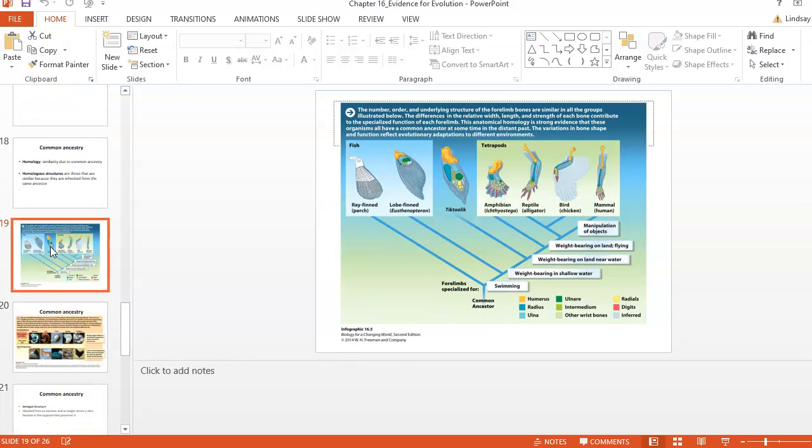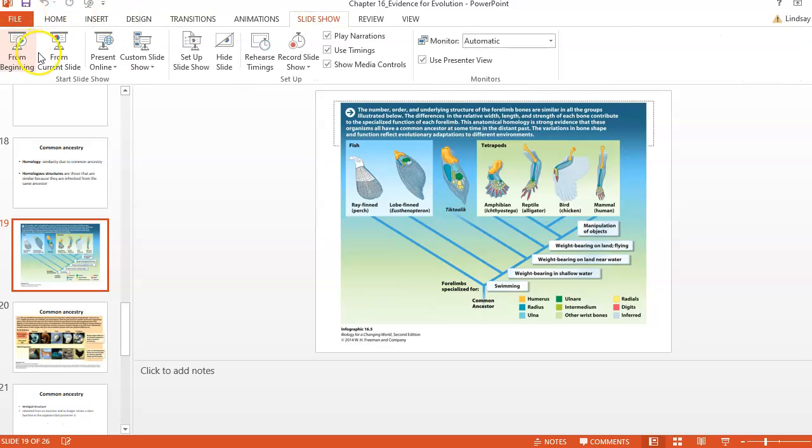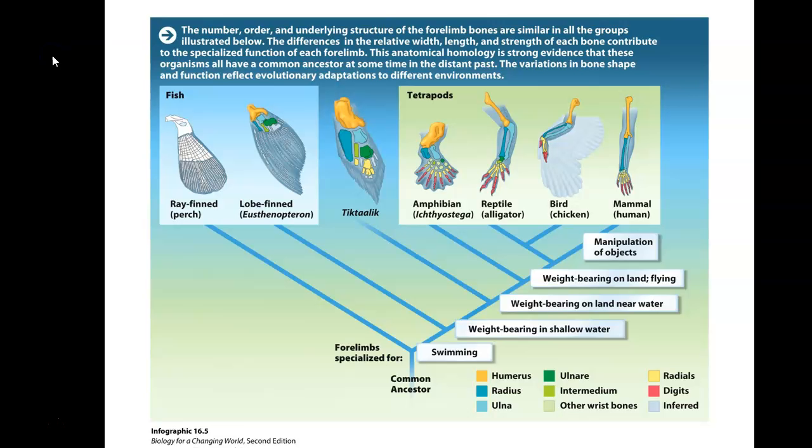All right, and so while we were talking about the limbs, this figure from your book is pretty cool. It shows you, and let me zoom in here a little bit. There we go. If you check out the fish, they're in this box over here. We've got the ray-finned fish, and then we have the lobe-finned fish. Fish have fins. Fins are very specialized for movement through water.